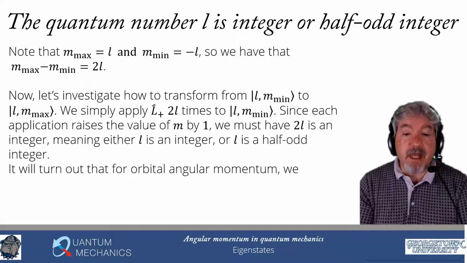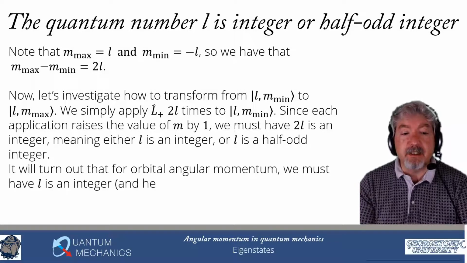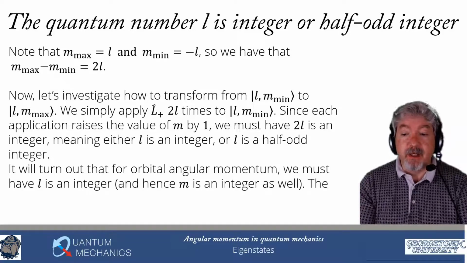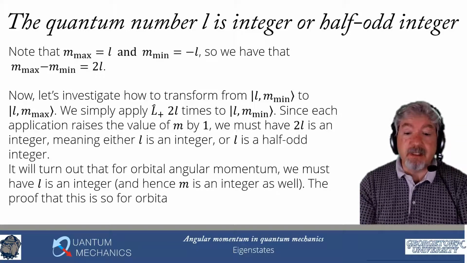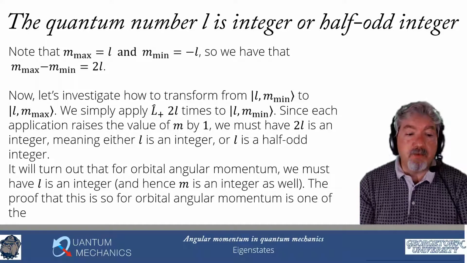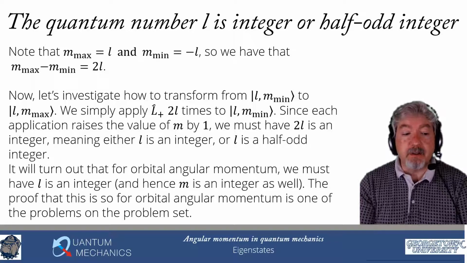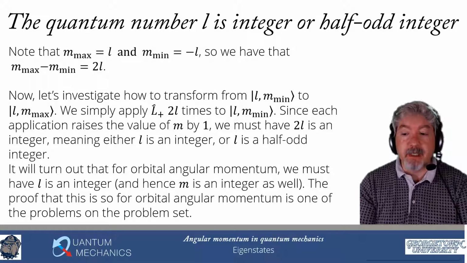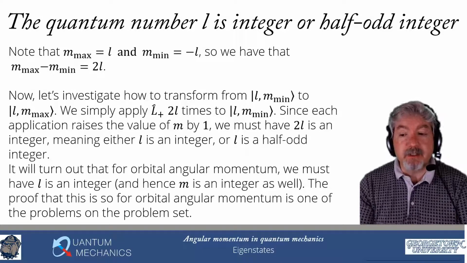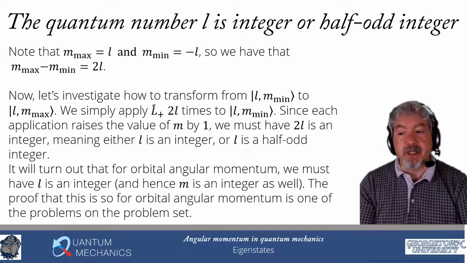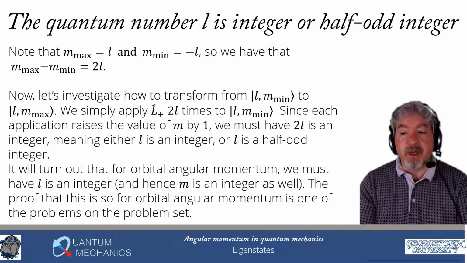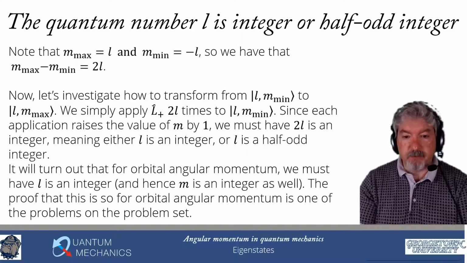It's going to turn out that for orbital angular momentum, we must have L an integer. That is not obvious, but if L is an integer, that also means that m is an integer as well. The proof that this is so for orbital angular momentum is one of the problems you're going to be working on in the problem set. Note this is not true for spin. Spin can have half-odd integer values. It's only when the angular momentum is written in the form of r cross p that we are restricted to only integer values allowed for L. In general, with angular momentum, we can have integer or half-odd integer values.